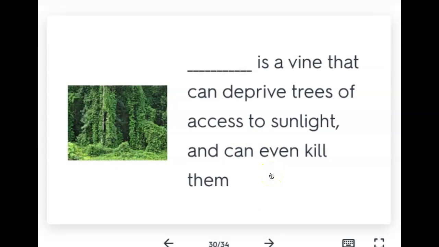Kudzu is an example of a plant that is sort of parasitic, and it's very commonly found in our area, and it sort of wraps around trees and basically anything in order to get higher towards the sun, and so it's going to deprive those plants that it may be covering from having the sunlight that they need.